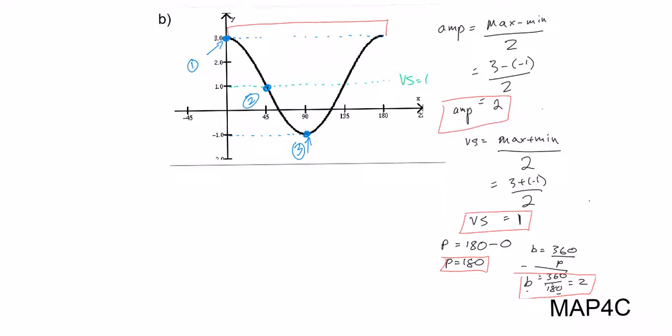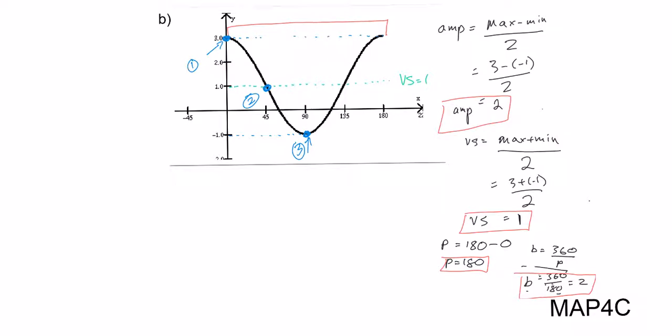By calculating our period, which is identified by these two points, it starts here and ends here. We notice that our period is 180 degrees because 180 minus 0 gives 180. So that's our period. The next part is to calculate our b value, which is always 360 over p, and we get b is equal to 2.